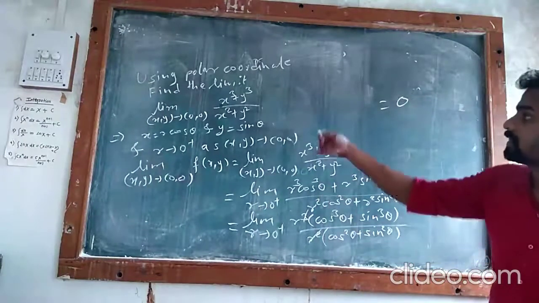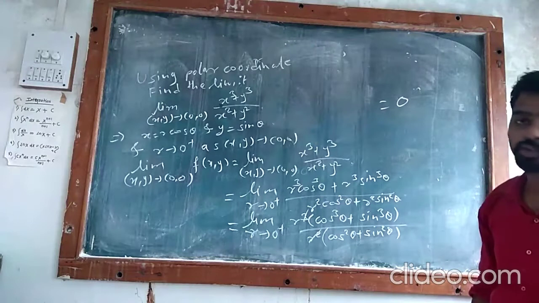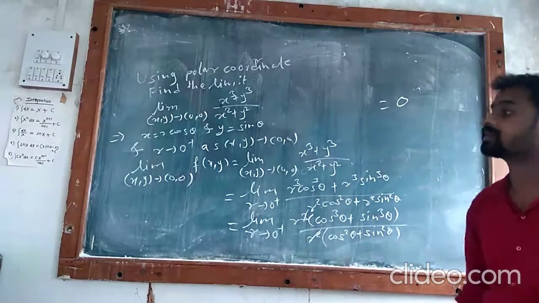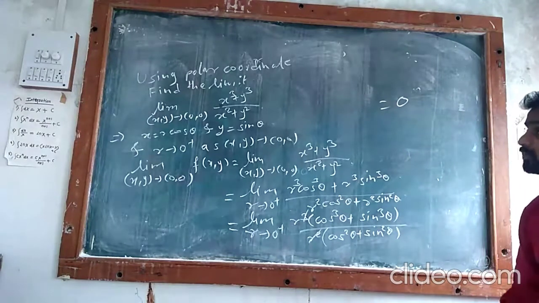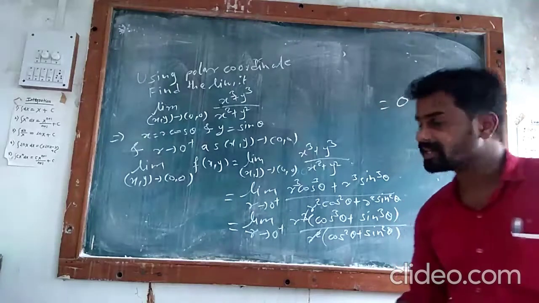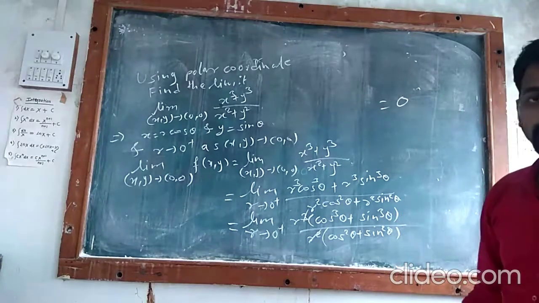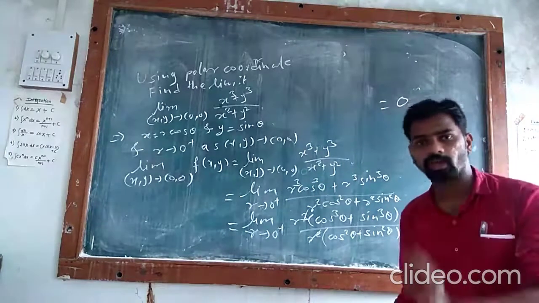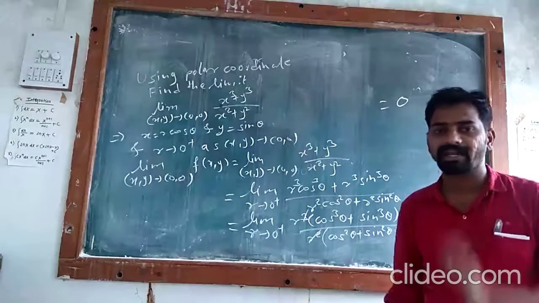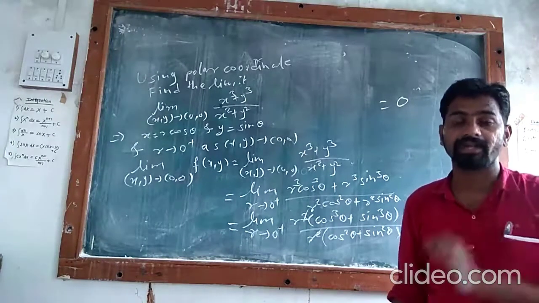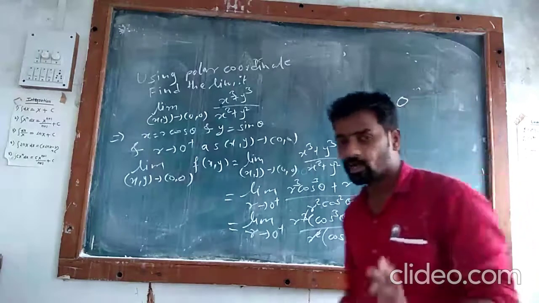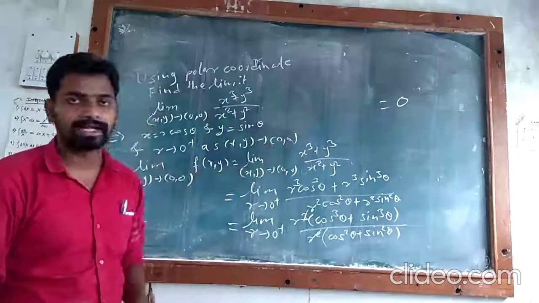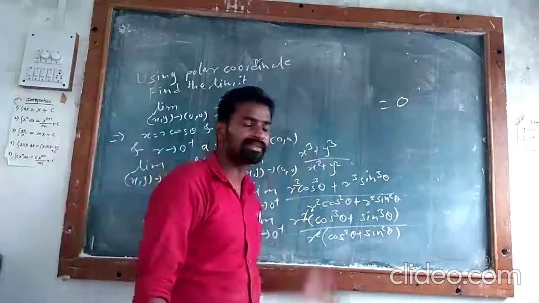Therefore, limit as (x, y) tends to (0, 0) of (x cube plus y cube) upon (x square plus y square) is 0. I repeat this question, that is using polar coordinates find the limit as (x, y) tends to (0, 0) of (x cube plus y cube) upon (x square plus y square). For finding this we have polar coordinates x is equal to r cos theta and y is equal to r sin theta, and r tends to 0 plus as (x, y) tends to (0, 0). Okay, now limit as (x, y) tends to (0, 0) of f of (x, y) is equal to putting the value of f of (x, y), and put x is equal to r cos theta and y is equal to r sin theta.